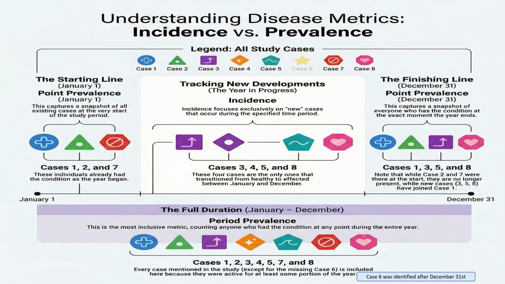Why do we measure prevalence? Prevalence helps us to understand the overall burden of disease, plan healthcare services, identify high-risk groups, and allocate resources effectively.